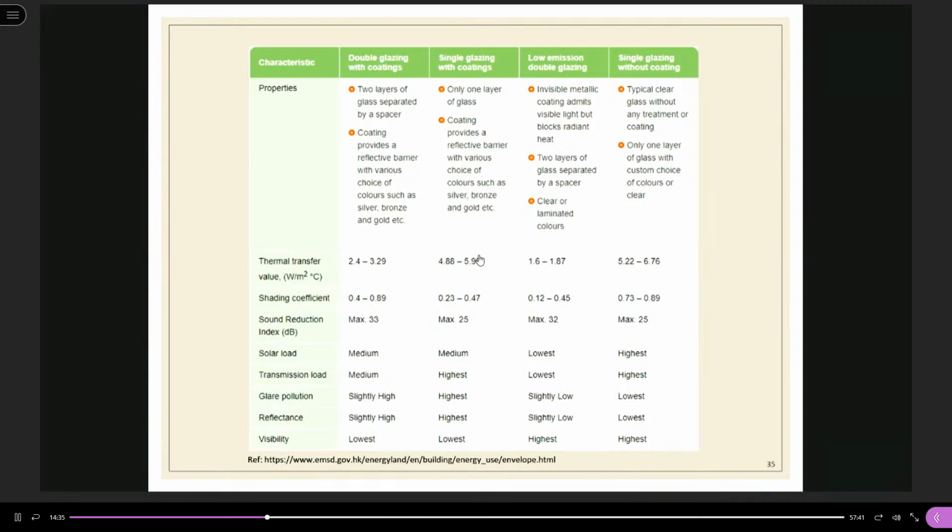Okay, this is just a table comparing different types of glazing. We have double glazing with coating, single glazing with coating, low emission, double glazing, single glazing without coating. Single glazing without coating is probably the window type for most of the residential buildings in Hong Kong. Just an ordinary glass. And then this is the low E glass and the single glazing with coating. Okay, and double glazing with coating.